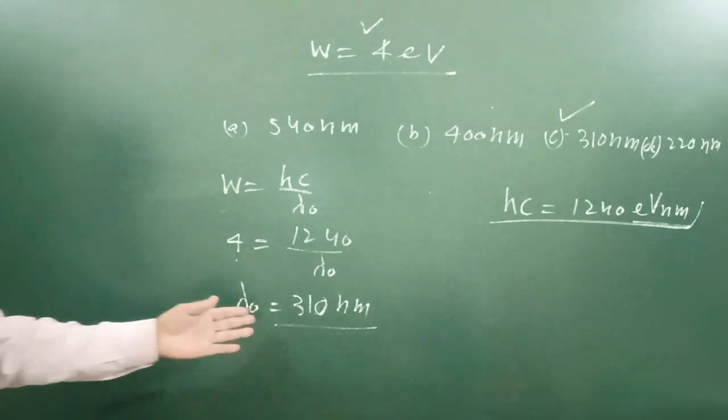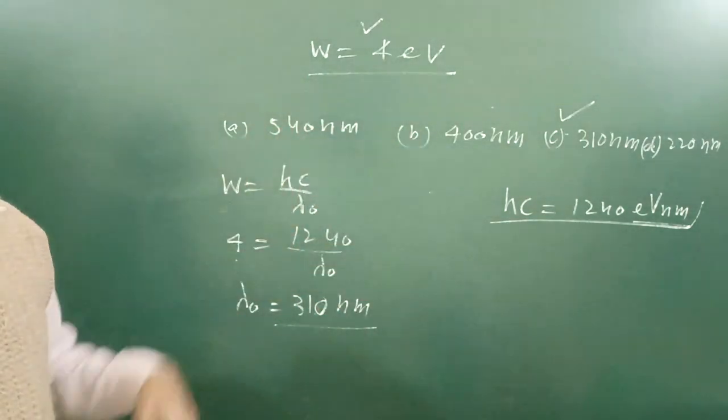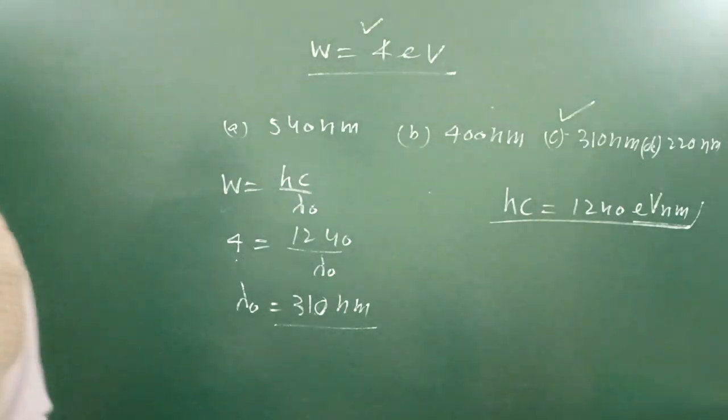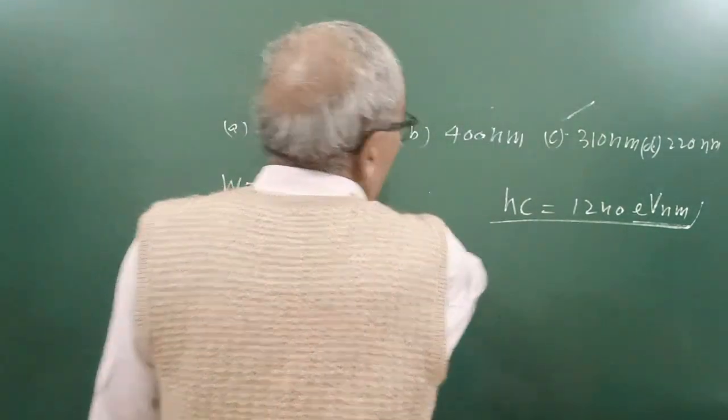Longest wavelength: if we increase the wavelength further, emission will not take place. That is what it means here. The longer the wavelength, the lesser the energy of the photon.